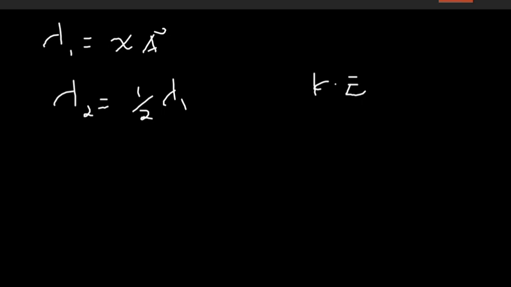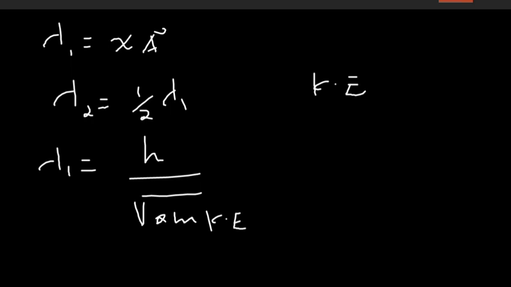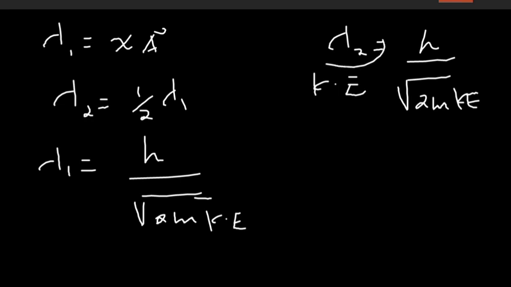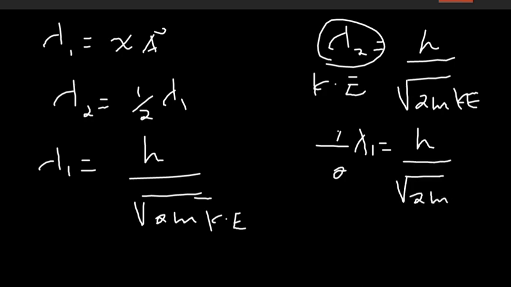To solve this, wavelength 1 is equal to Planck constant over square root of 2 times mass times kinetic energy, and wavelength 2 is Planck constant over square root of 2m kinetic energy. But wavelength 2 is half of wavelength 1, which is equal to h over square root of 2m kinetic energy.